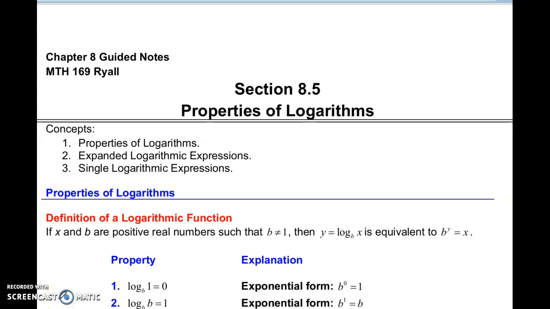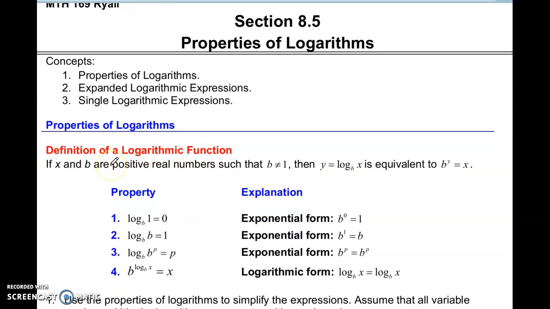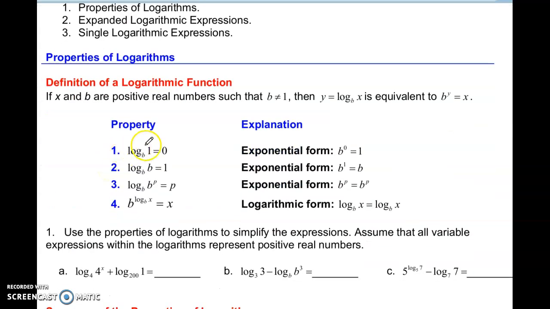So today we're going to discuss section 8.5, which talks about properties of logarithms. The three things that we're going to look at are properties of logarithms, and how to expand and condense. The book calls it single logarithmic expressions. Expanding is making it expand into multiple logarithms, and condensing is making it condense into a single logarithm expression. So we start with just some properties, and here they are listed for you.